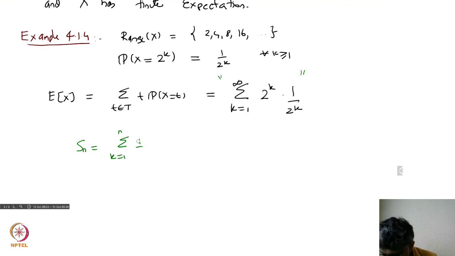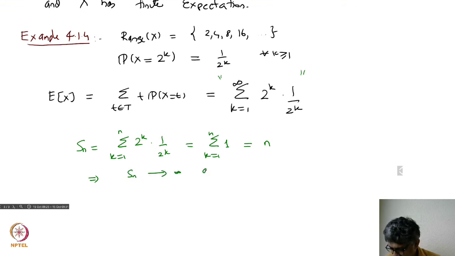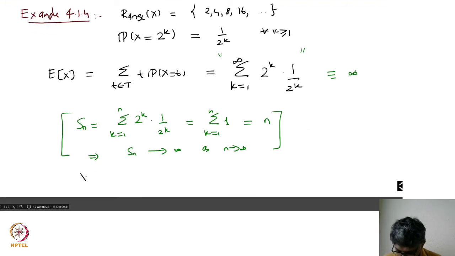Let's go back a little bit. 2 to the K times 1 over 2 to the K is just 1, so that's the sum from K equal to 1 to n of 1. There are n terms, each adding 1, so it will be n. This implies that S_n diverges to plus infinity as n goes to infinity. You've seen that, right? That means this number is infinite, so X has infinite expectation.